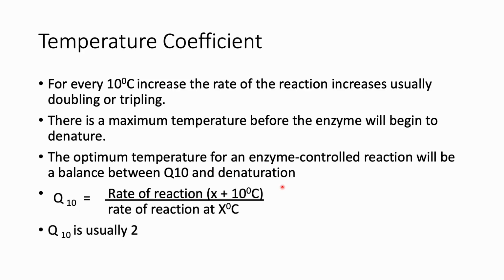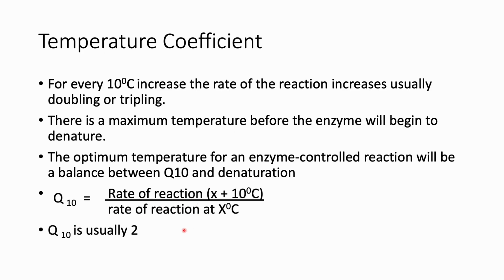In looking at how temperature affects the rate of reactions with enzymes, there's something known as a temperature coefficient. A temperature coefficient is represented by Q sub 10, which just means that for every 10 degree Celsius increase, the rate of the reaction usually doubles or triples. However, there is a maximum temperature before an enzyme will begin to denature. The optimal temperature for an enzyme-controlled reaction will be a balance between the Q10 and the denaturation.